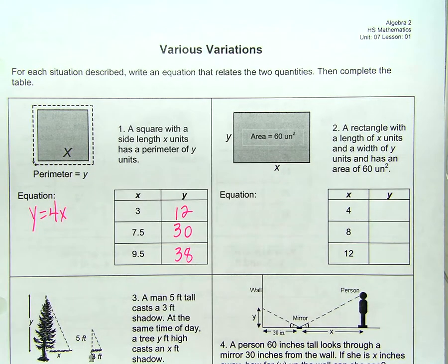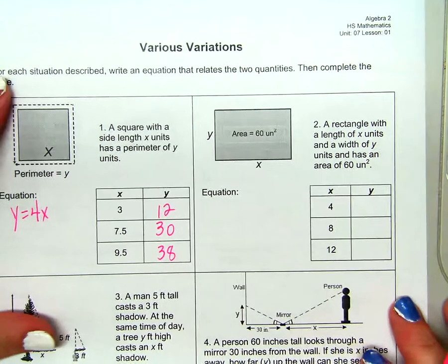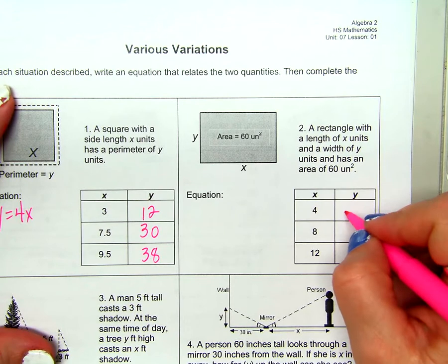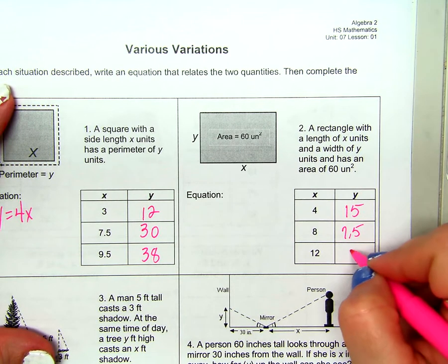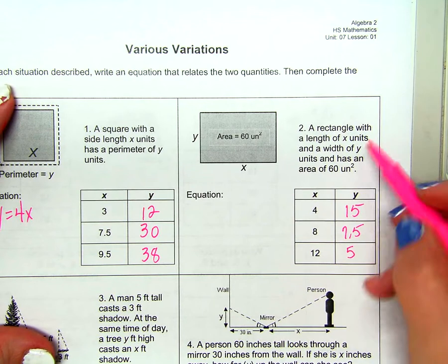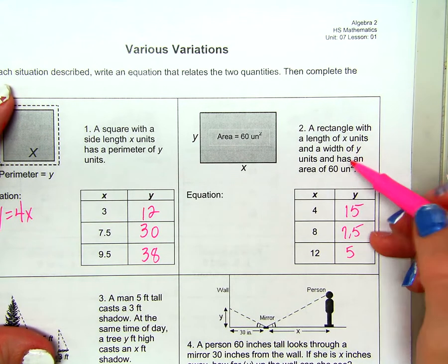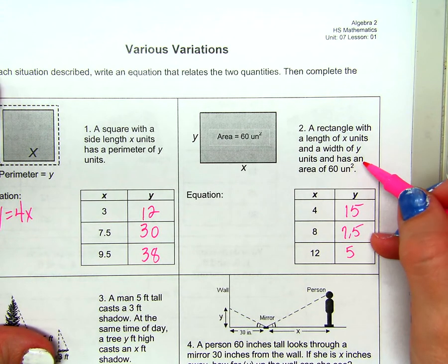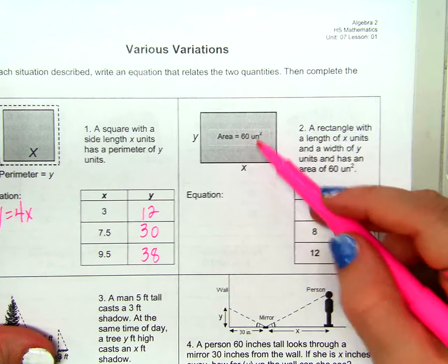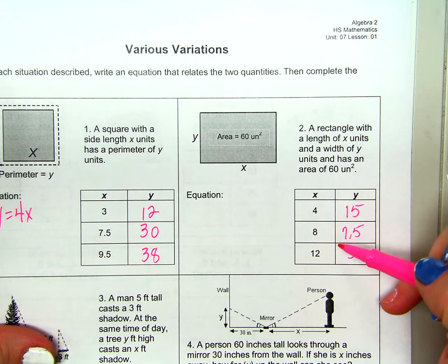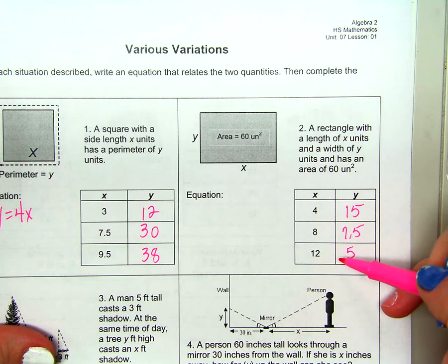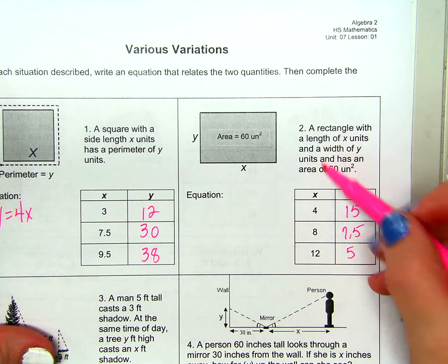Okay. Anybody have number 2 table? What you got? 15, 7.5, and 5. Because this time when we're still talking about area, this time we know the area and we know a length. Let's see, x is length. So yeah, we know a length.